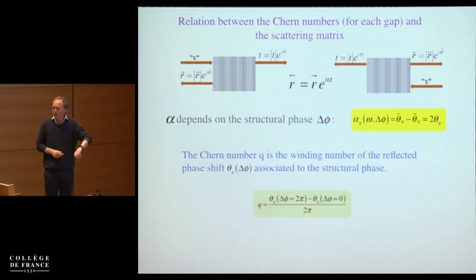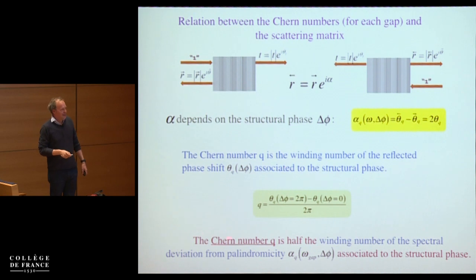Okay, so it's time to conclude. This is the first conclusion. The Chern number Q is half the winding number of the spectral deviation from palindromicity, this alpha here, which is associated to the structural phase.